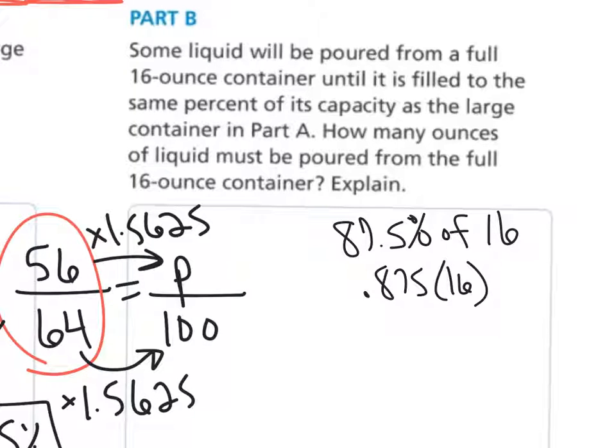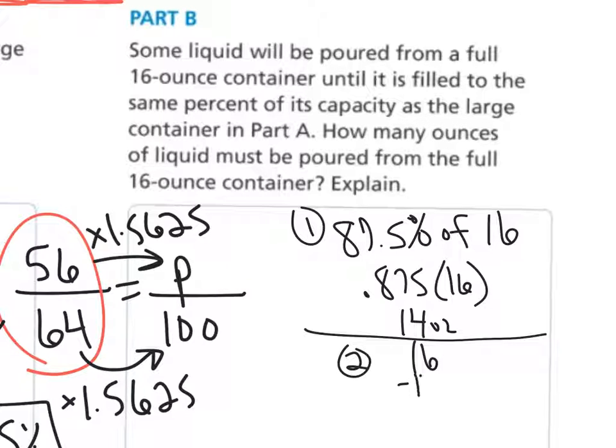So you could change that percent to a decimal and multiply that, and that's going to be 14 ounces. What that means is we need 14 ounces to be in the container. So it was a 16-ounce container. So if you do 16 minus 14, that means 2 ounces would have to be poured out to get it to that percent. So this gives you an idea of how to connect percent and proportion.